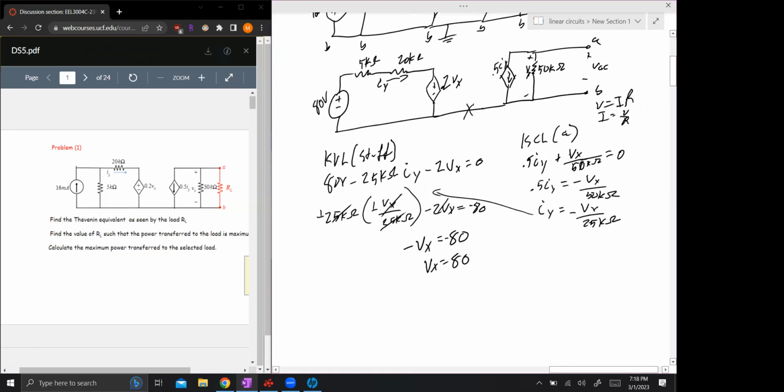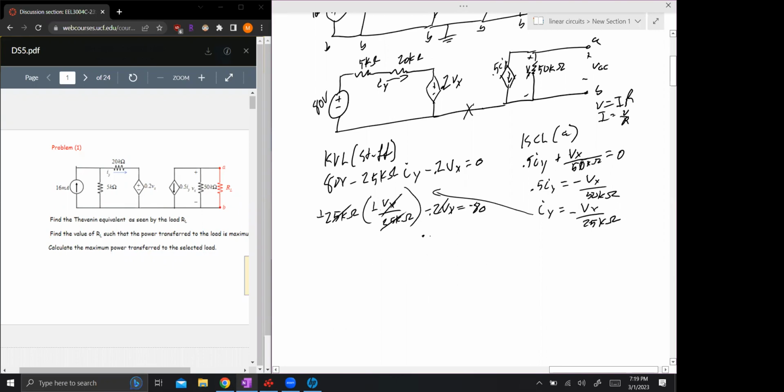Why are you canceling the 0.2 VX? I didn't really cancel it. I just combined it with VX here. So this 25K canceled, well, it's with 0.2. Oh, it should be 0.2. Oh, you're right, 0.2. Okay. Right. Okay, that changes things.